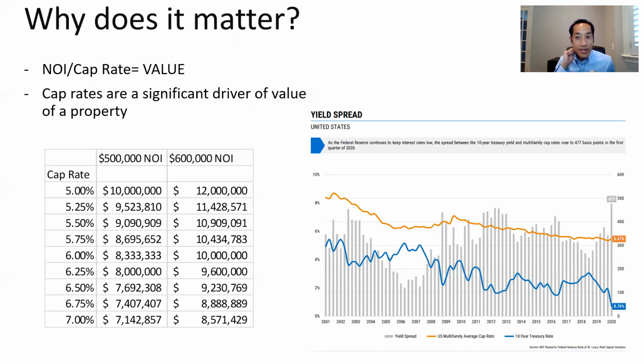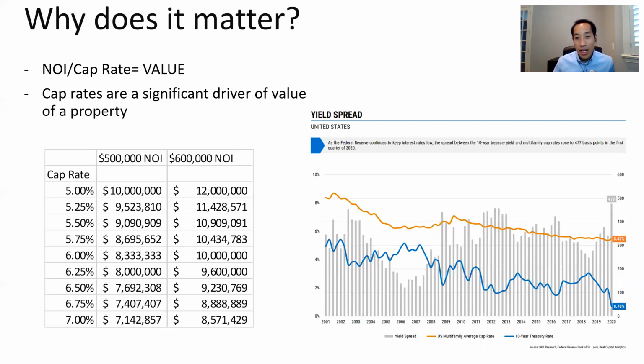Cap rates are driven by investors' interest, right? And so if investors are looking at what other properties they can buy, what other things they can invest in, one of the things that they typically look at is the 10-year treasury. And so the 10-year treasury right now is under 1%, so 0.7, and the multifamily cap rate across the nation is close to 5.5%. So there's a 477 basis point difference between those two.